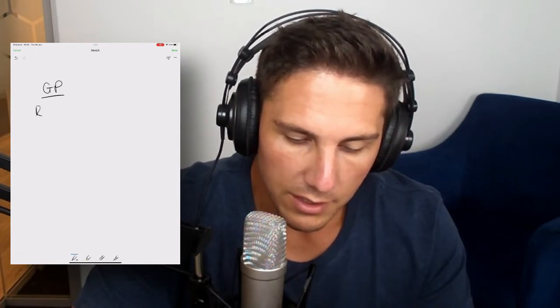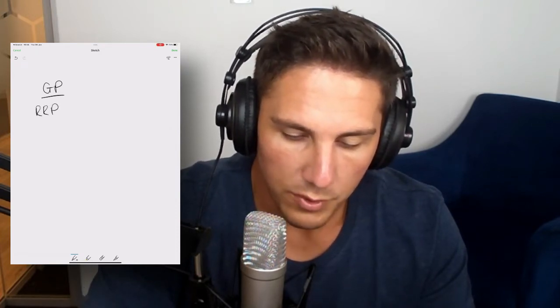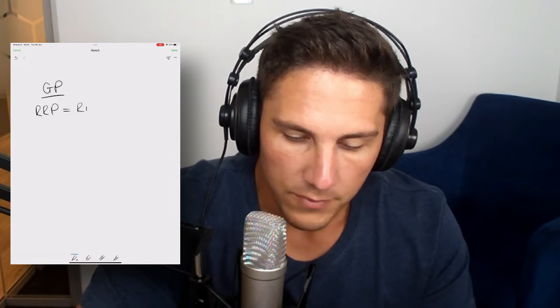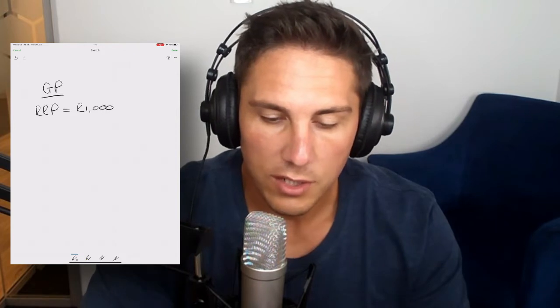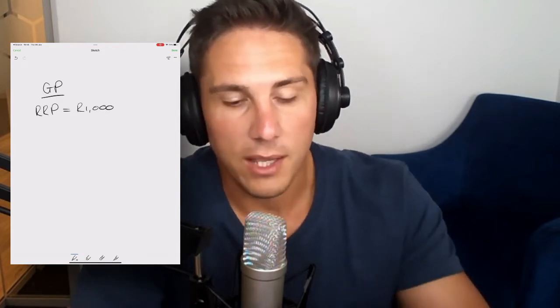So this is our GP, our gross profit, and our recommended retail price would be, for example, 1,000 Rand. So if we are selling a pair of jeans for 1,000 Rand, that's the recommended retail price. And if someone buys it from us, we get 1,000 Rand back into the business.